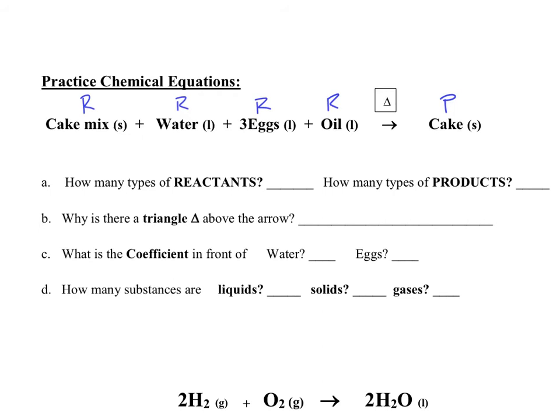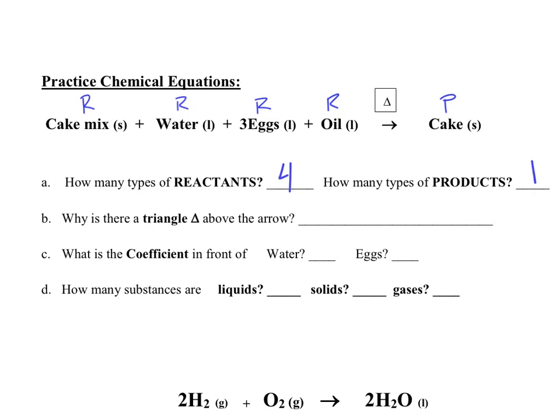So how many reactants do I have? I see cake mix, water, eggs, and oil, so that means that I've got 4 reactants. How many products? Well, I only see the one over here, and that's my cake, so that is 1.